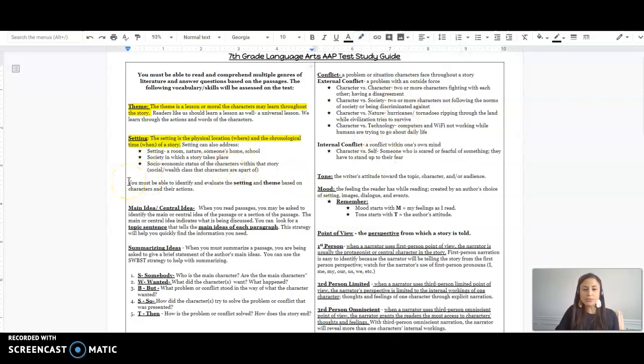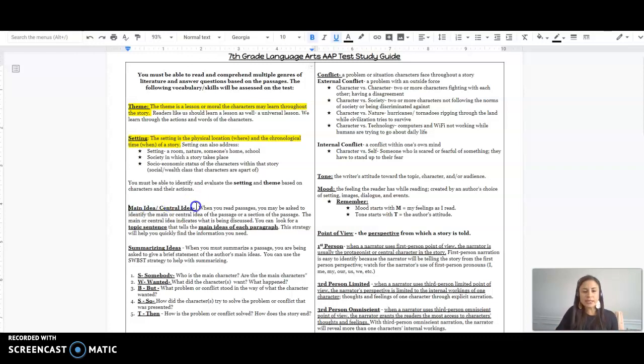All right, it says you must be able to identify and evaluate the setting and theme based on characters and their actions. You'll also be asked to identify the main or central idea of a story or specific piece of a story. We are currently working on main idea now. If you guys are reading the passage about Brazil's Snake Island, one of our activities was to understand the central and main idea of whether it's the entire passage or just a little piece of the passage, a certain section.